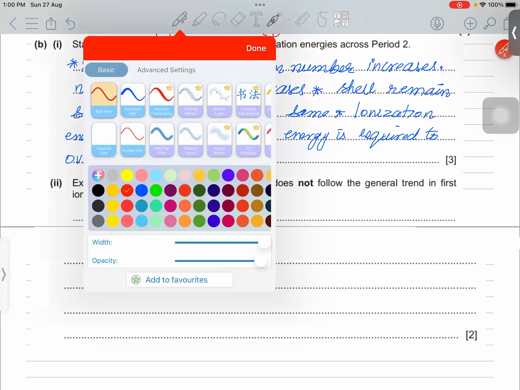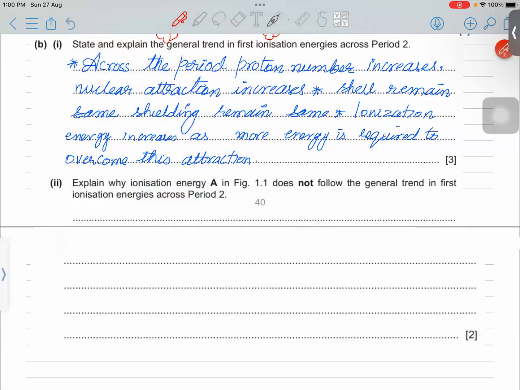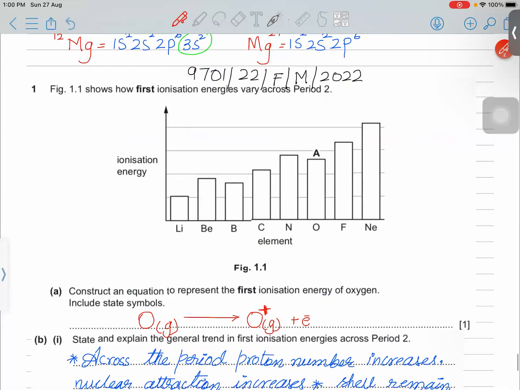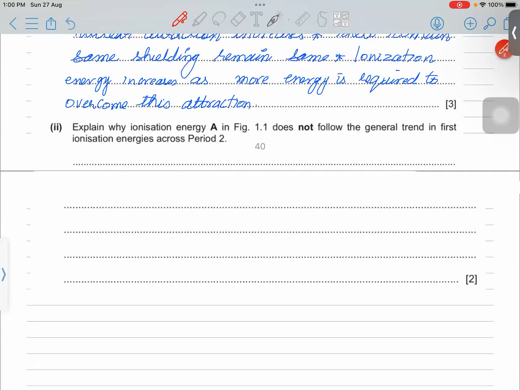Now, first answer. Explain why ionization energy of A is lower. A is oxygen. Oxygen has a paired electron in 2p.